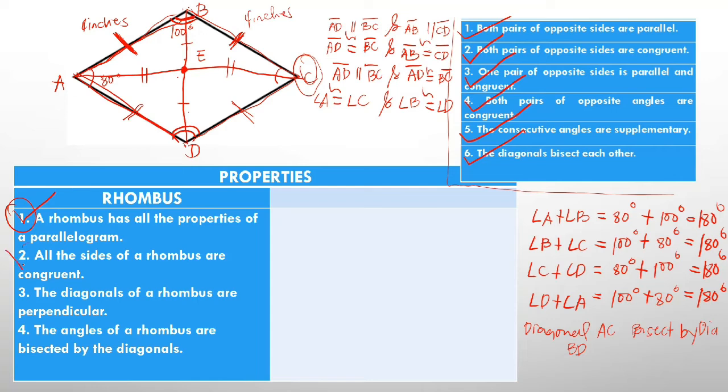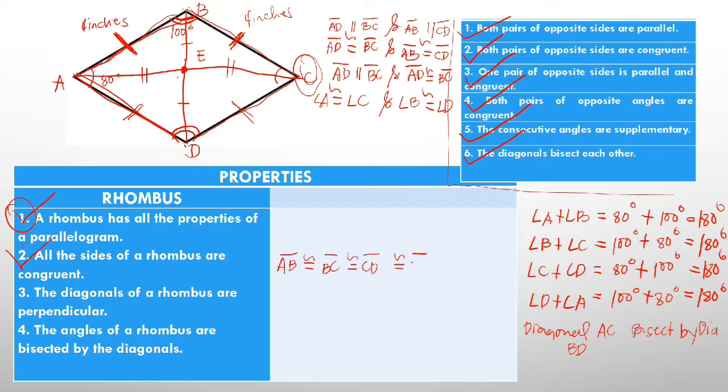Kaya si line AB is congruent kay line BC, and line BC is also congruent kay line CD. And line CD is also congruent to line DA.